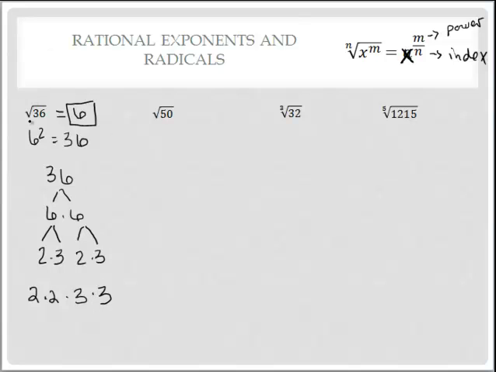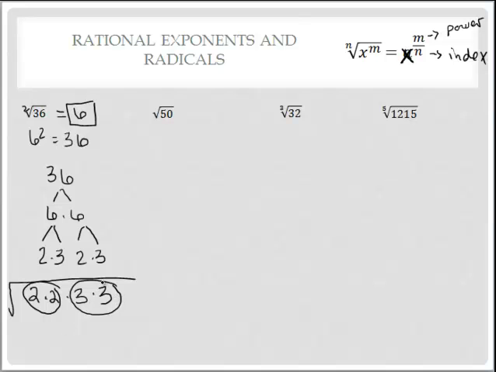Since this is a square root, that means the index is an invisible 2, you want to pair these. Put them into pairs. There are 2 2's and there are 2 3's, so both of those get in a pair. Now remember, those are under a square root. 2 times 2 times 3 times 3 is 36.